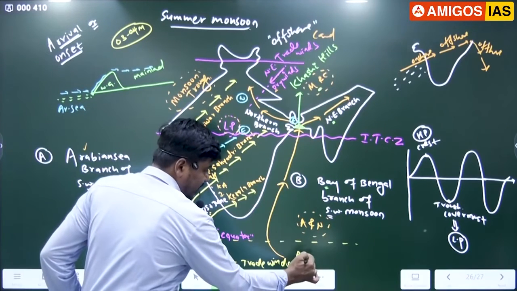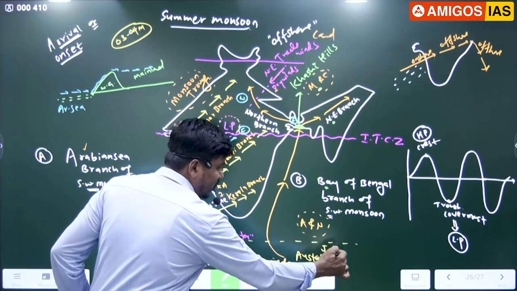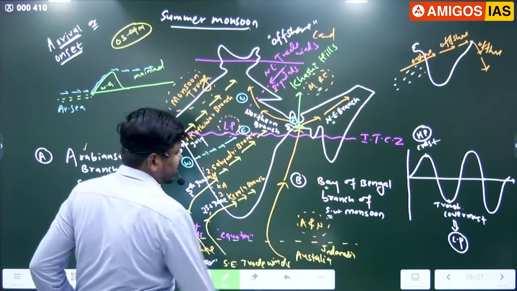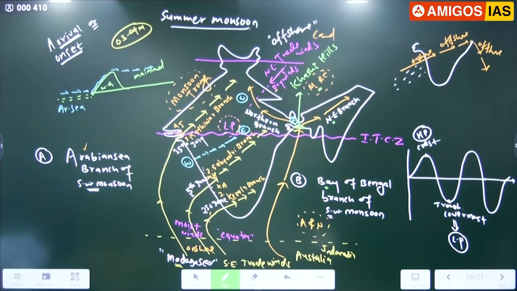Similarly, here near Australia and Indonesia, the southeast trade winds cross the equator and deflect towards the right and become the Bay of Bengal branch, and travel parallel to the Eastern Ghats. At this point, the southeast trade winds from the Australia and Indonesia region cross the equator and deflect towards the right and travel above the Bay of Bengal region.